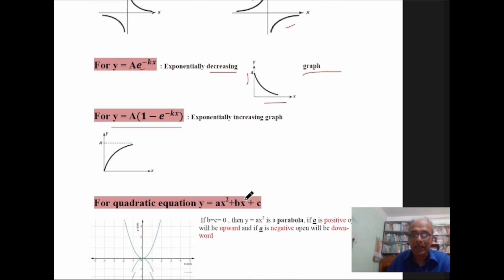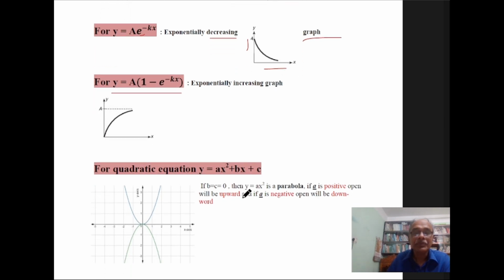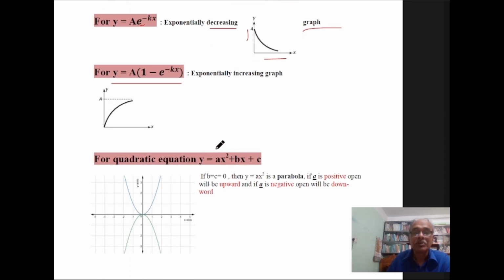Okay, and here you see this is the quadratic equation. In the first class we have discussed that. If the power of x is 2, then this is a quadratic equation where a, b, c are constants. Okay, now we are plotting the graph for this quadratic equation. If b and c are 0, then this is y equal to ax square. It is just, you see, like y square equal to 4ax. Okay, so this is nothing but a parabola.